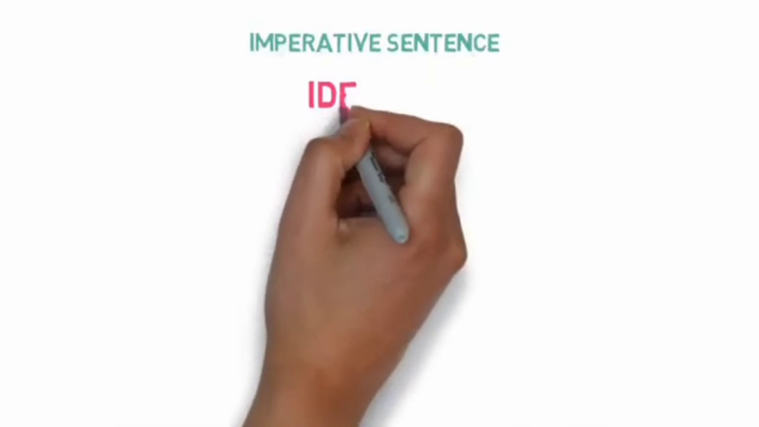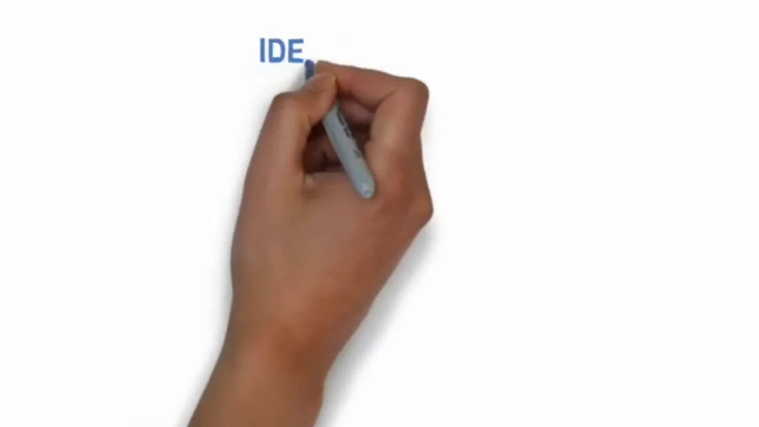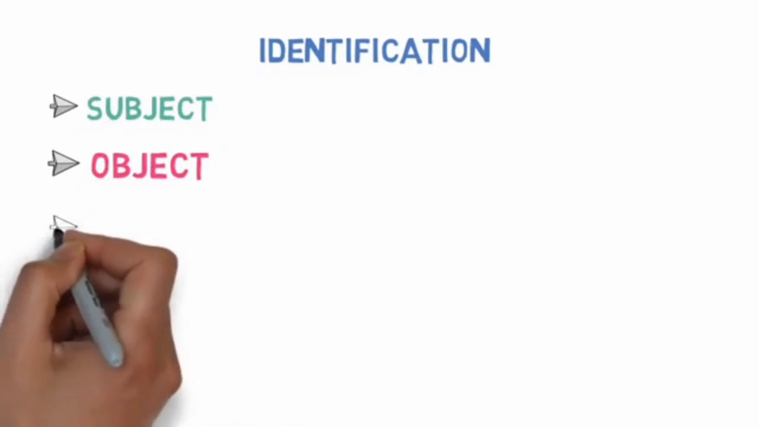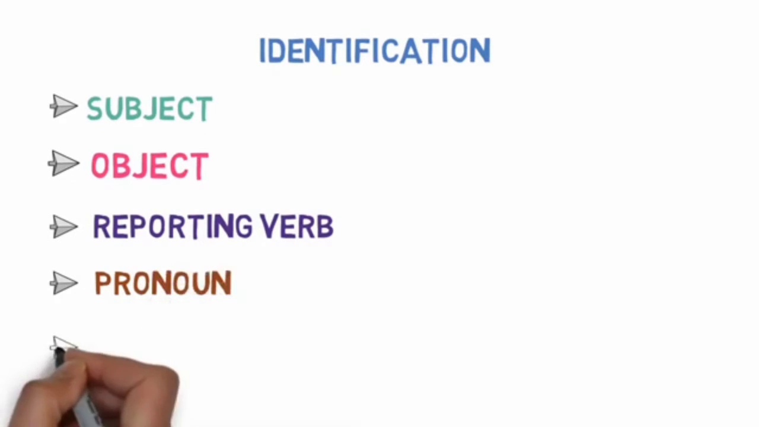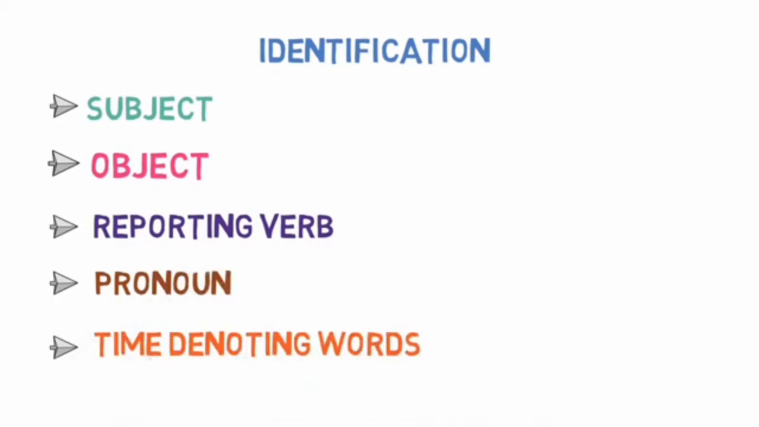Step number 1 is to identify. In the identification process, we need to identify the subject, object, reporting verb, pronouns in the reported speech, and time denoting words if any.